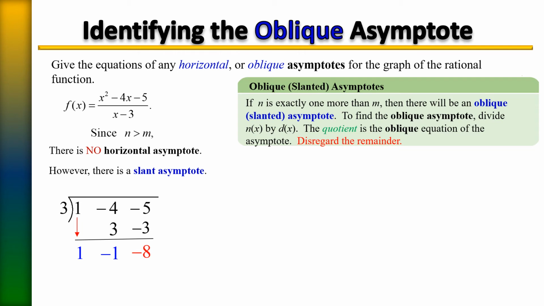We're going to go ahead and plug in our variables. So that means that the equation for our slanted asymptote is the line y equals x minus 1. And there you have it, oblique asymptotes.